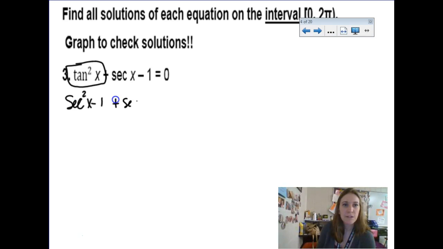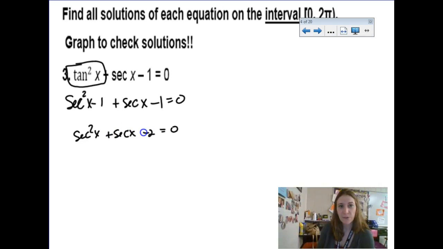Because then we have a plus secant over here. We have another minus 1 here. So we do have what's resembling a quadratic that we're going to factor. So we have secant squared, and then a plus secant, and then a minus 2 when I collect those ones together. So this is a great candidate for factoring. Secant times secant will get us secant squared.